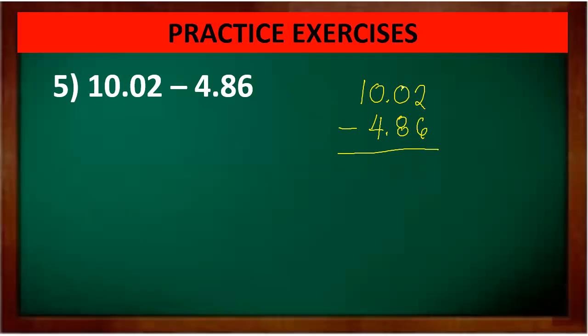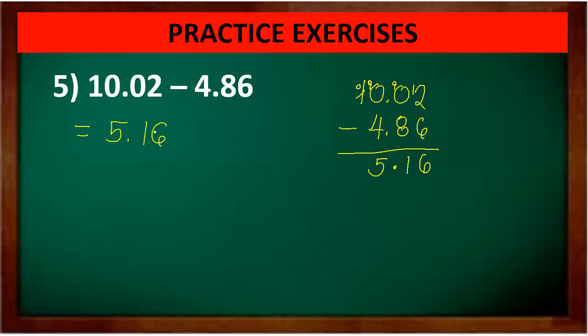2 minus 6 cannot be. So, we have to borrow 1 from here. Since this is 0, cannot be din. Magbabaro tayo dito. Since this is 0, magbabaro tayo dito. So, this becomes 9. Kasi nagbaro tayo dito ng 1. This supposedly to becomes 10, but magbabaro tayo ng 1. This becomes 9. Ito ay maging 12. So, 12 minus 6, that is 6. 9 minus 8 is 1. Bring down the decimal point. 9 minus 4 is 5. Okay? So, this is actually 0 na to. So, therefore, 10.02 minus 4.86 is equal to 5.16.